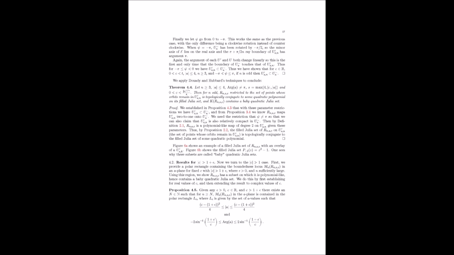Now, I vaguely remember topological conjugacy from my dynamical systems days. Can you remind us what that means? Of course. Essentially, it means that there's a homeomorphism, a continuous function with a continuous inverse, that maps the dynamics of one system onto the other.